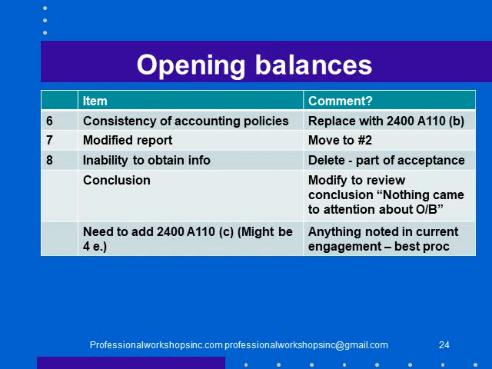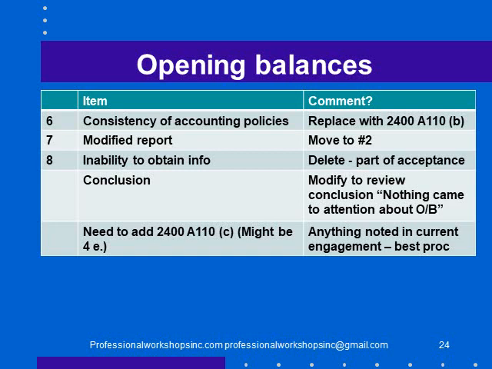Consistency of accounting policies, 2400A110B. Modified report, I'd move that to number 2. Inability to obtain information, that's part of acceptance, take it out. Conclusion, again, I'd have a review conclusion.